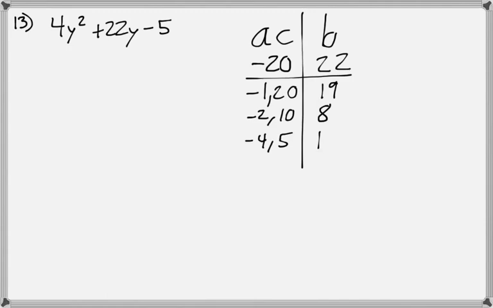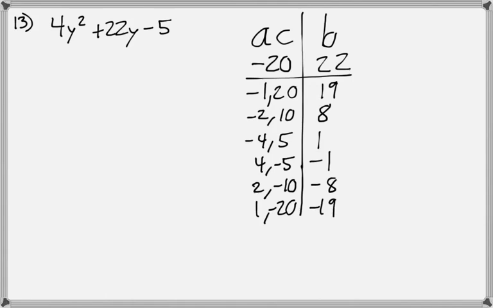I don't see any 22 here. I mean, if I reverse my signs, all that's going to do is just change my signs. So it doesn't actually help me. So in this case, this actually cannot be factored.